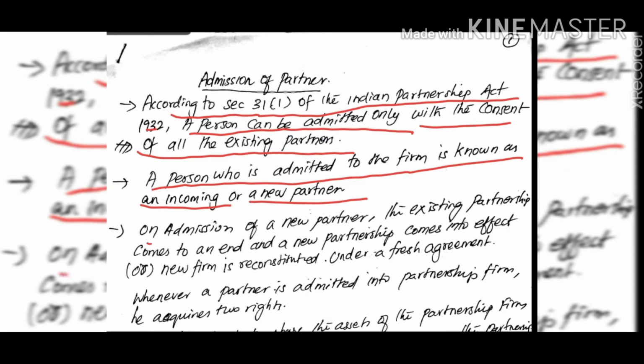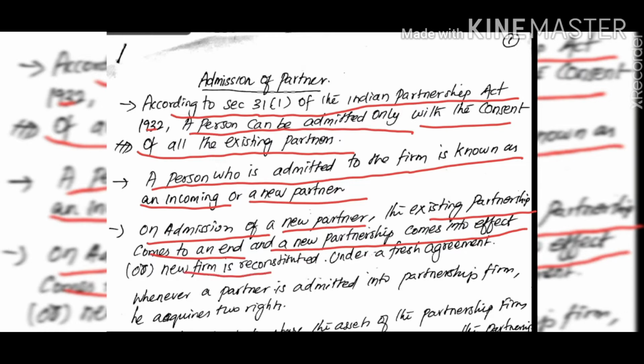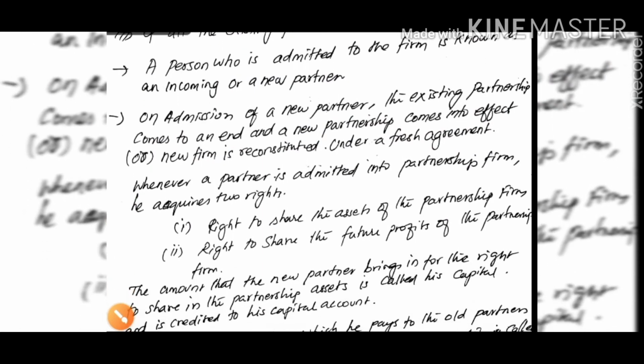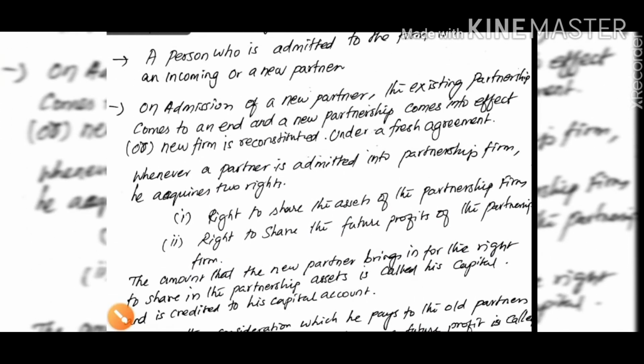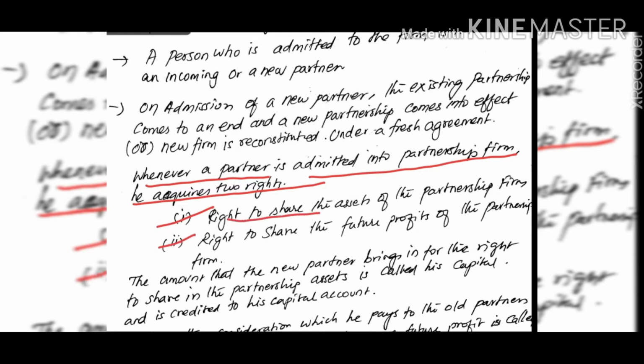Number 3, on admission of a new partner, the existing partnership comes to an end and a new partnership comes into effect, or a new firm is reconstituted under the fresh agreement. Whenever a partner is admitted into a partnership firm, he acquires two important rights: the right to share the assets of the partnership firm, and the right to share the future profit of the partnership firm.